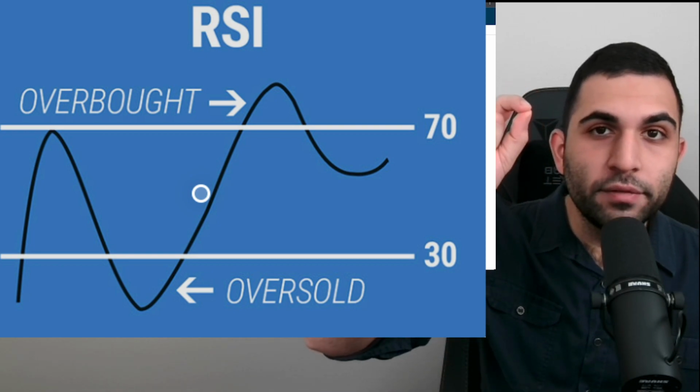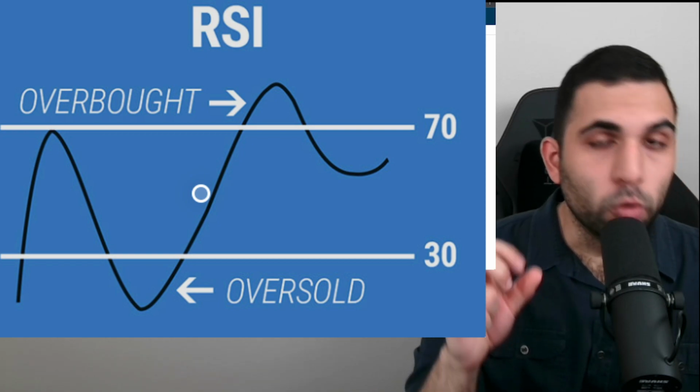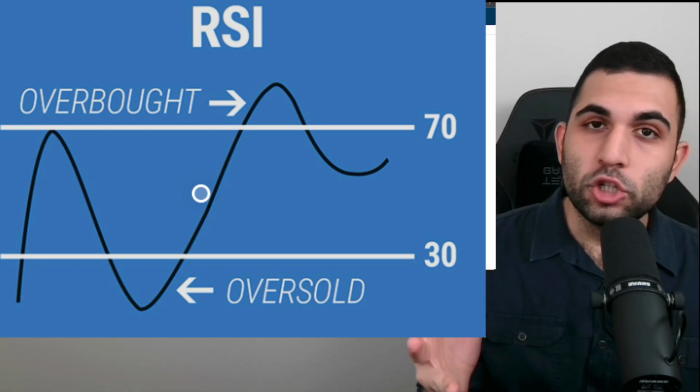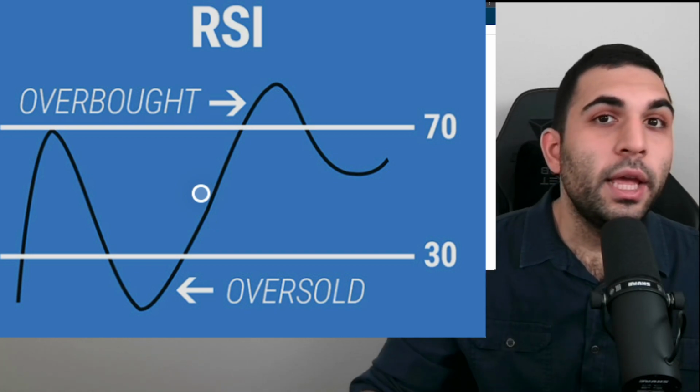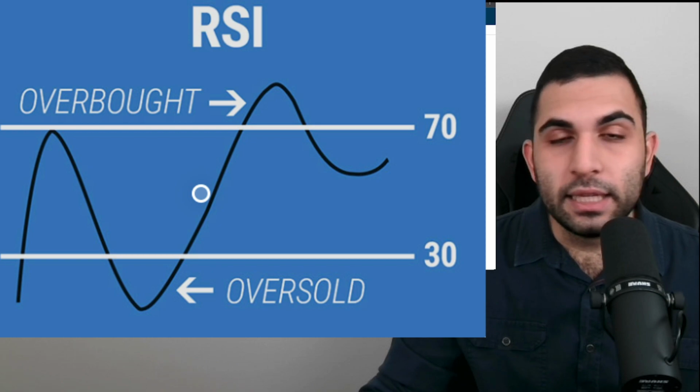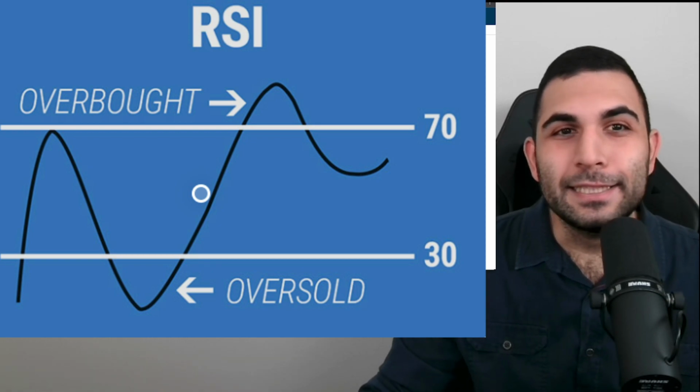If you're over 70, you are overbought. If you're under 30, you are oversold. This is a range that you'll see there on the charts. It'll be above 70 you're overbought, under 30 you're oversold. This is a key thing that's used for people that are looking to find a pop. This was introduced in 1978.